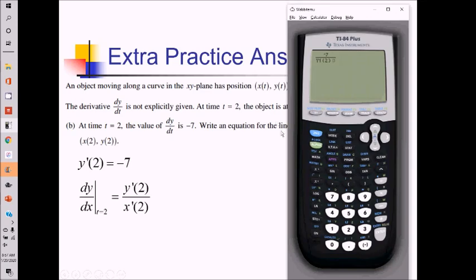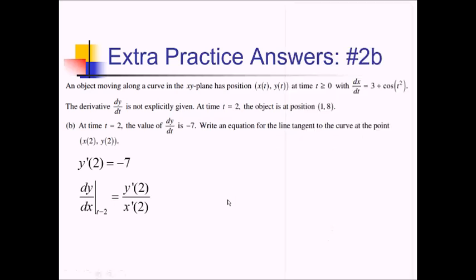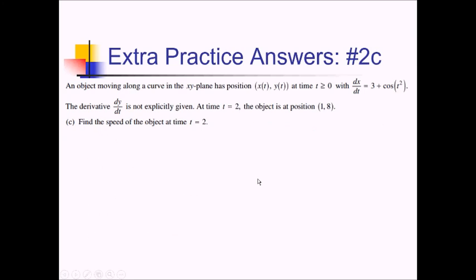So on my calculator, here's what this looks like. X prime of 2, that's going to be y1 of 2 because I stored x prime in y1. Y prime of 2, we said that was -7, so I'm going to enter that directly. Pressing enter now, it's about -2.983. And then they want the equation of the tangent line, so we're not done yet. So I have y minus the y value 8 equals my slope of -2.983 times x minus the x value 1. Now I'm done.